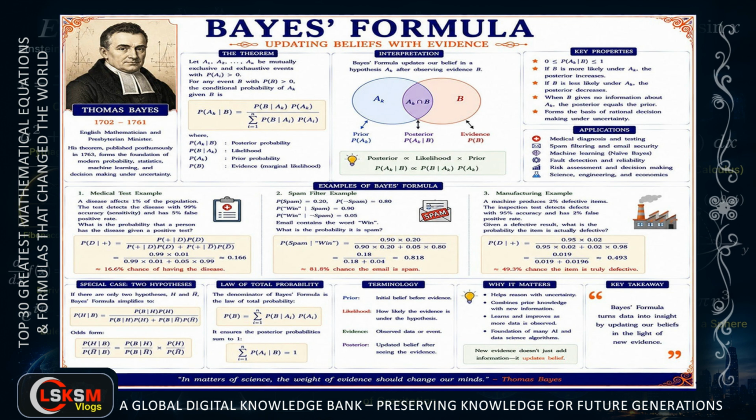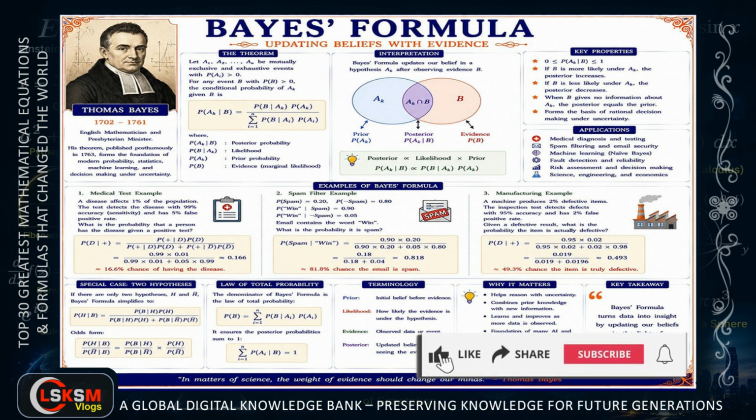Eighteen. Bayes formula. Person: Thomas Bayes, 1701 to 1761. Bayes formula updates probabilities based on new evidence. It is a cornerstone of statistics, artificial intelligence, and machine learning.